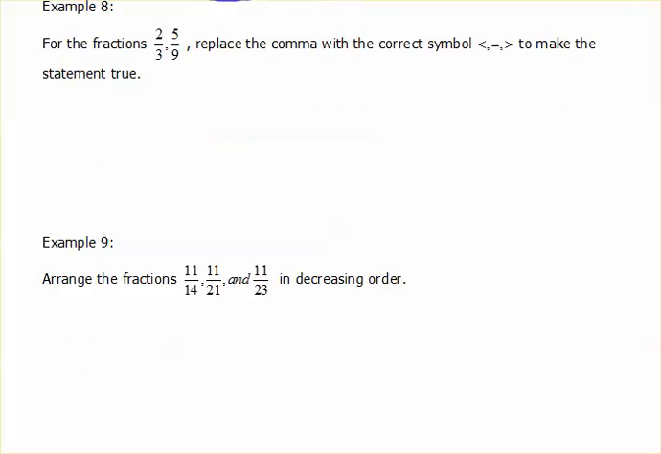Alright, then we have example 8, which says for the fractions 2/3 and 5/9, we want to replace the comma. Okay, so we have 2/3 here and 5/9 here. We're going to replace that comma position with a correct symbol, either less than, equal to, or greater than, to make the statement true. Well, there are, again, different ways that you can look at this, but the easiest way would be to make those have a common denominator so that you could compare the numerators.